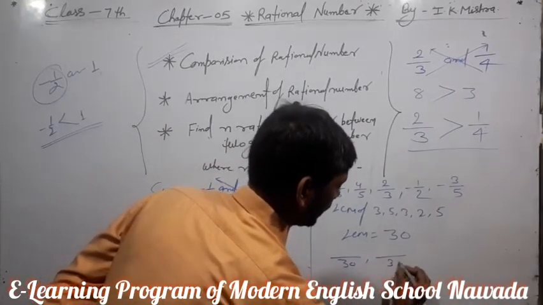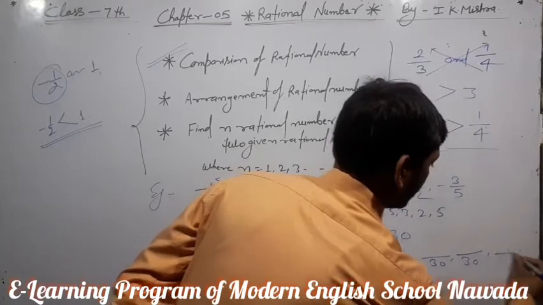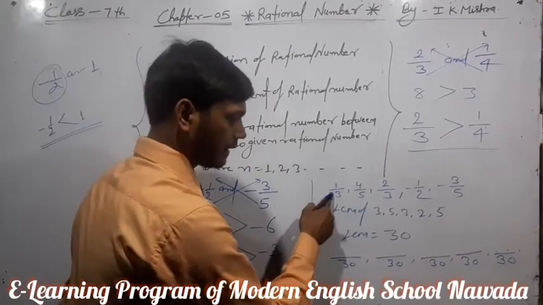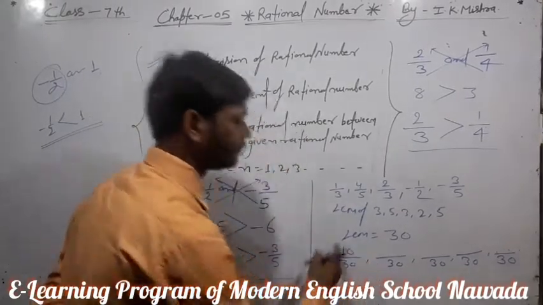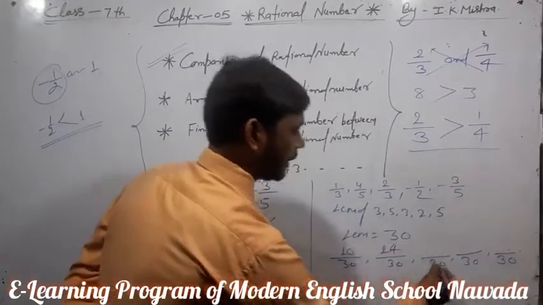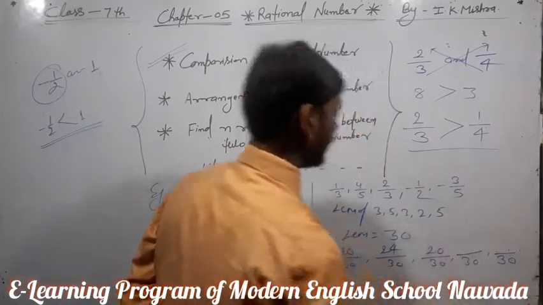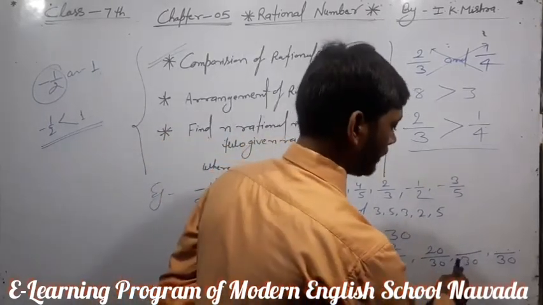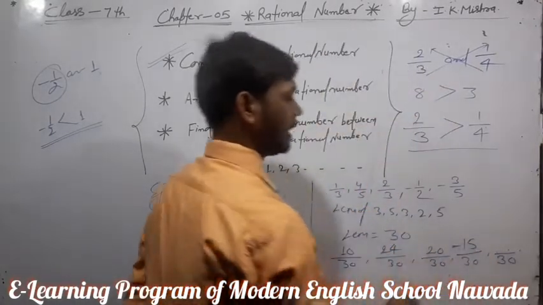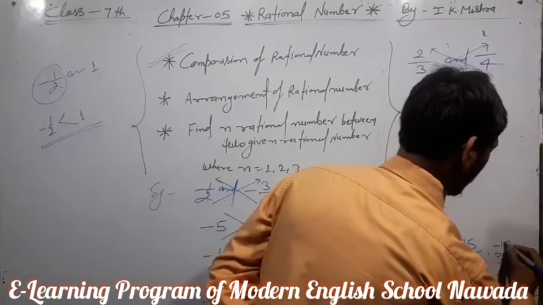After that, write the denominator 30 for each rational number. Here 30, here 30, here 30, and here 30. Divide the LCM by each denominator and multiply by the numerator: 10 times 1 gives 10; 6 times 4 gives 24; 30 divided by 3 gives 10, multiplied by 2 gives 20; 15 times gives minus 15; and 6 times gives minus 18.